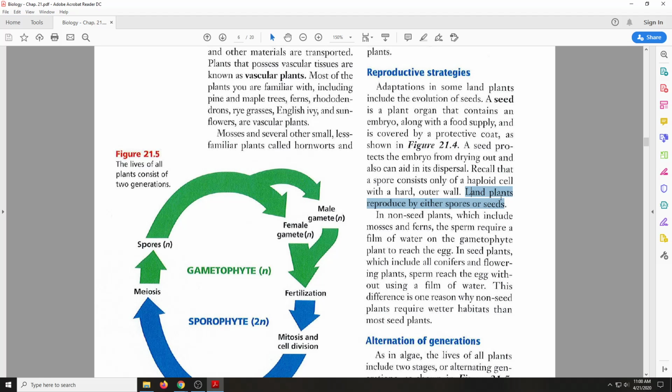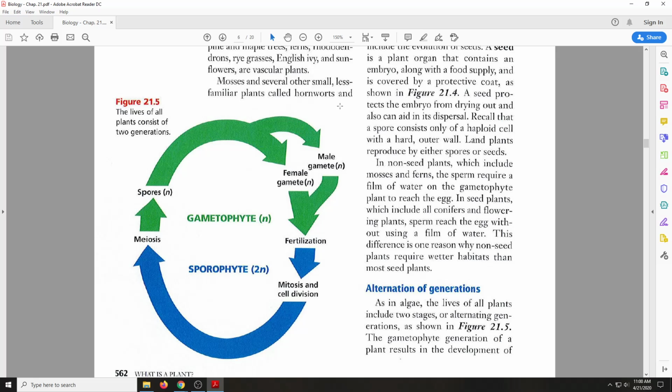So land plants reproduce by either spores or seeds, but in most non-seed plants, they need to be near water in order to reproduce. And this is where it gets complicated, this picture right here and this alternation of generations. This is something you probably have not learned. All the way up until here, you probably came across this in science, maybe in 7th grade. But this alternation of generations is kind of new information.